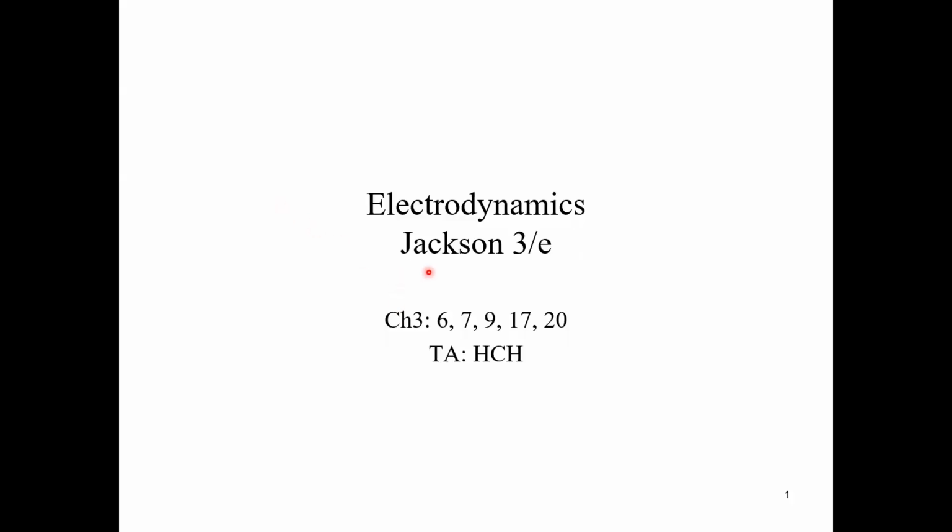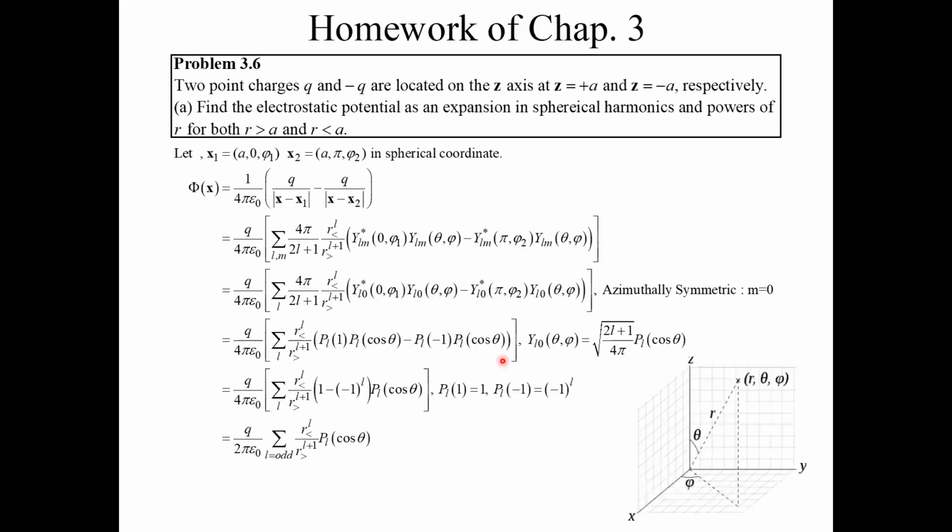Okay, today we are going to do problems 6, 7, 9, 17, and 20 of chapter 3. First, problem 6: two point charges, positive Q and negative Q, are located on the z-axis at positive A and negative A, respectively.